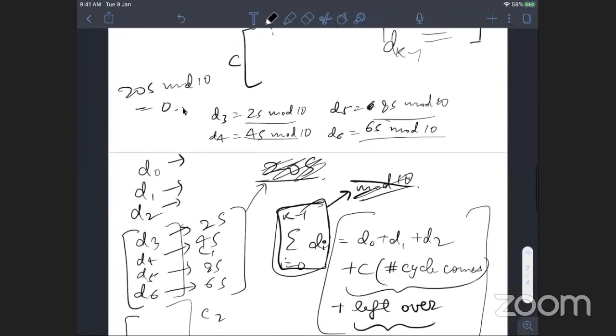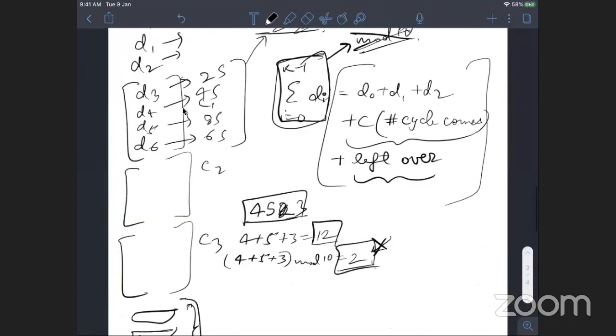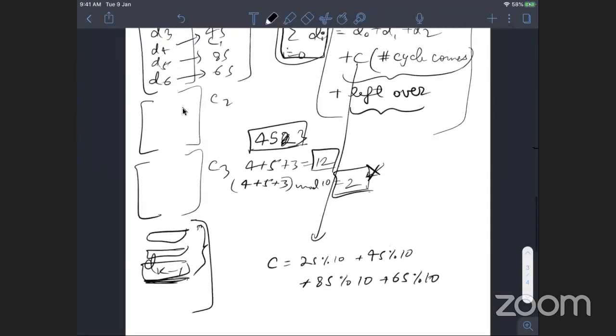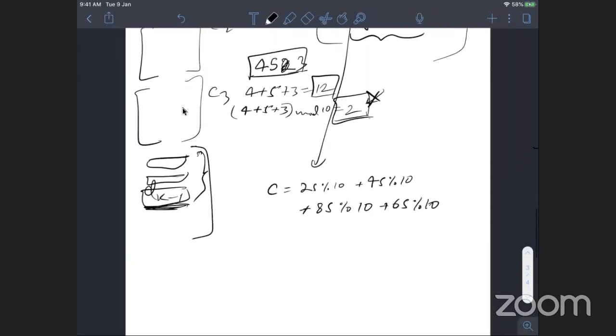So that's why the expression for C here in this code will be 2s mod 10 plus 4s mod 10 plus 8s mod 10 plus 6s mod 10. I won't recommend you to try to simplify this expression. Just keep this expression as it is. Don't try to make it 20s or whatever, because otherwise you'll put a mod 10 outside it. You can't write some stuff inside and then do a mod 10 outside.